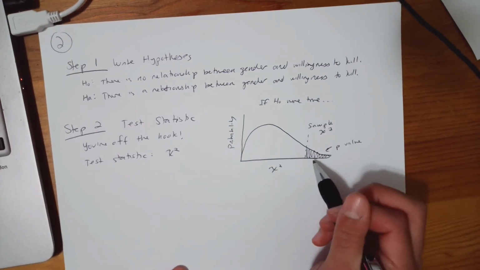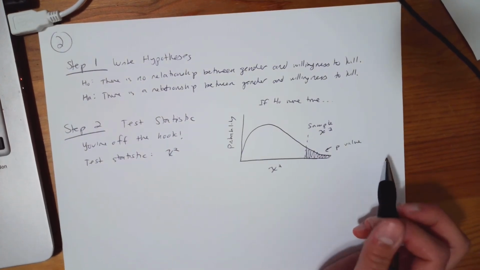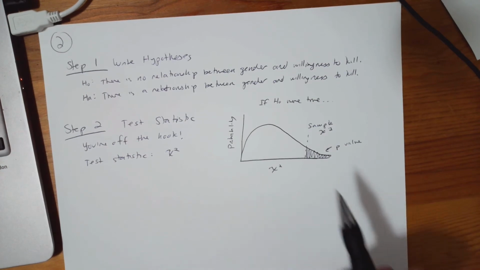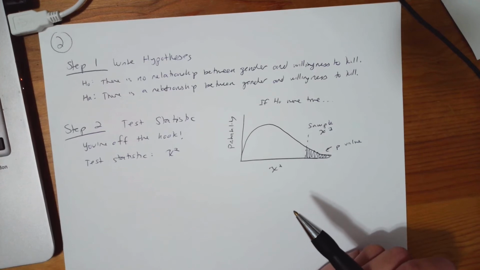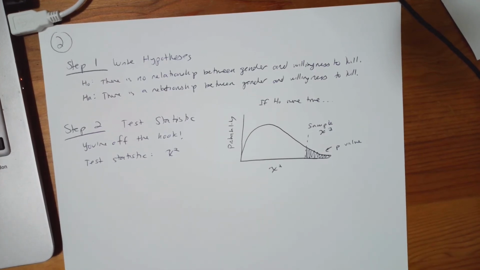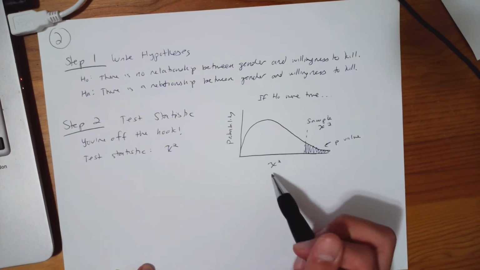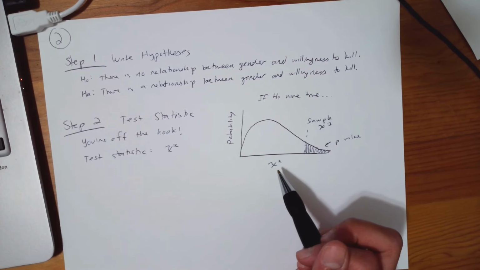So basically, if it's very, very unlikely you would have gotten a sample chi-square statistic as large as you did, we'll take that as evidence that there is likely to be some relationship between your two variables in the population. So again, same logic as all the other hypothesis tests we've been doing. In this case, the test statistic is just chi-square rather than T or F.